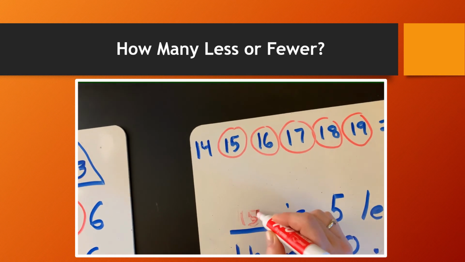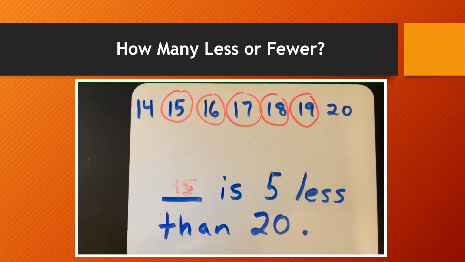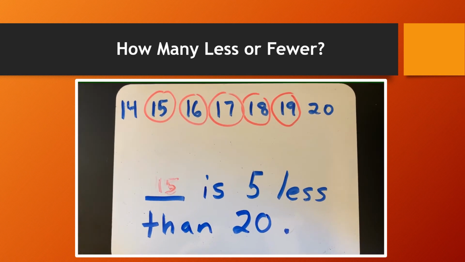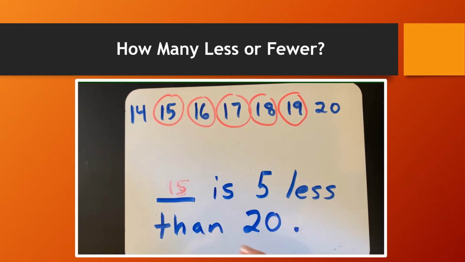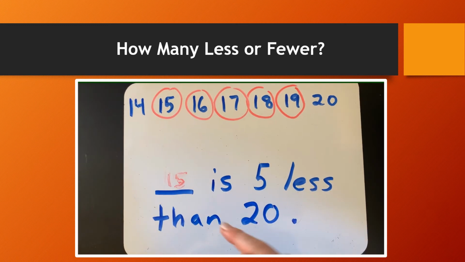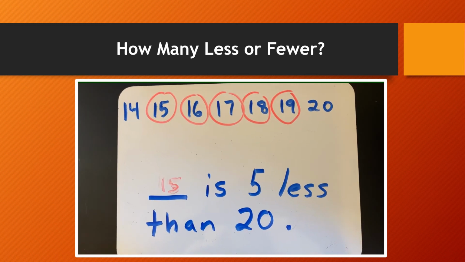If only my marker would work. That's the best I can do, boys and girls. So there we go. 5 backward, 1, 2, 3, 4, 5. We can say 15 is 5 less than 20.